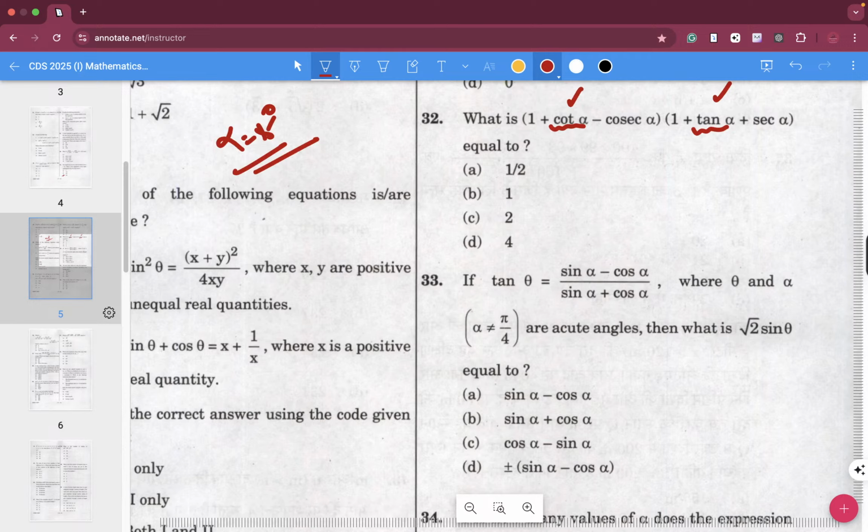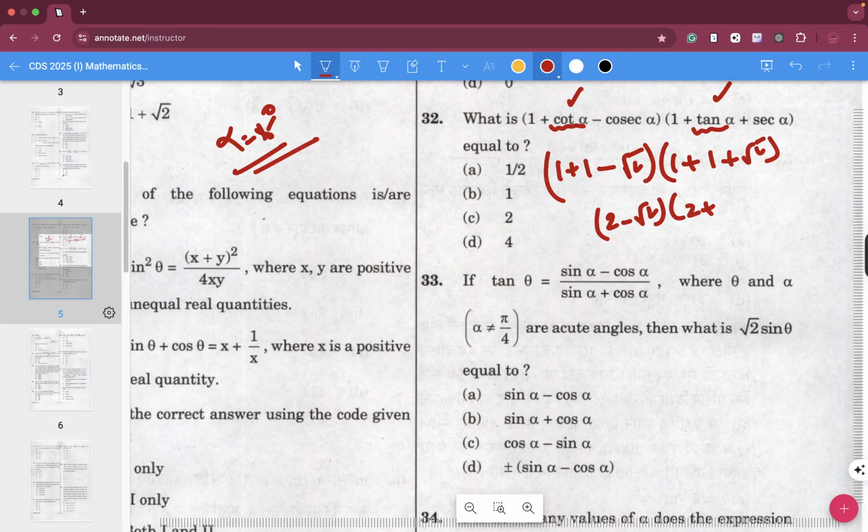Okay, so if alpha is 45, 1 plus cot alpha over 1 minus cosecant alpha. Cosecant 45 is how much? 1 by root 2, this is root 2, right? Over here 1 plus root 2, right? This is 2 minus root 2 and 2 plus root 2, right? Isn't it? A minus b, a plus b, a square minus b square, right? What is the answer? Okay, 2 is the answer.